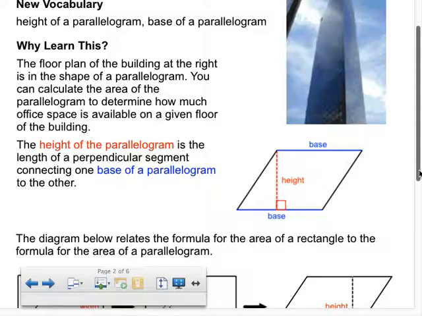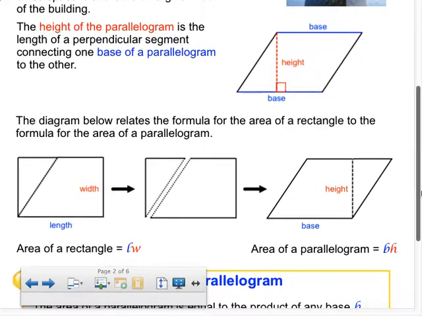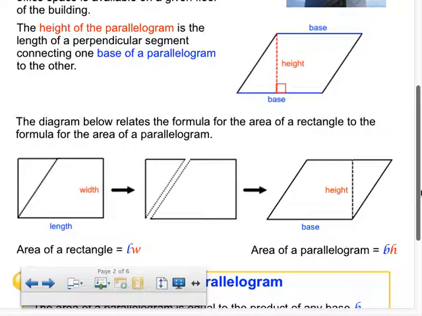I'm about to show you something I think that ties in with what you're saying. Okay? So let's take a look. We know the area of a rectangle is what? Length times the width.